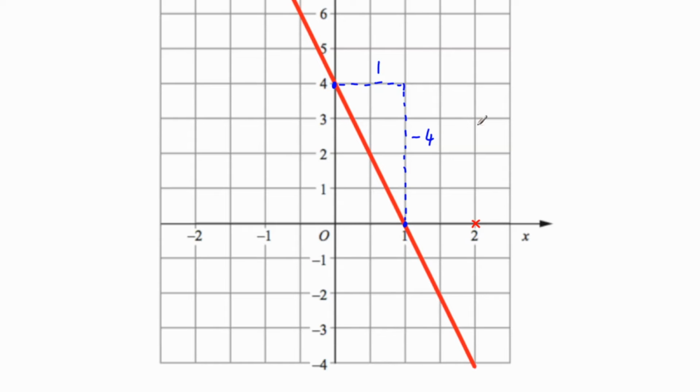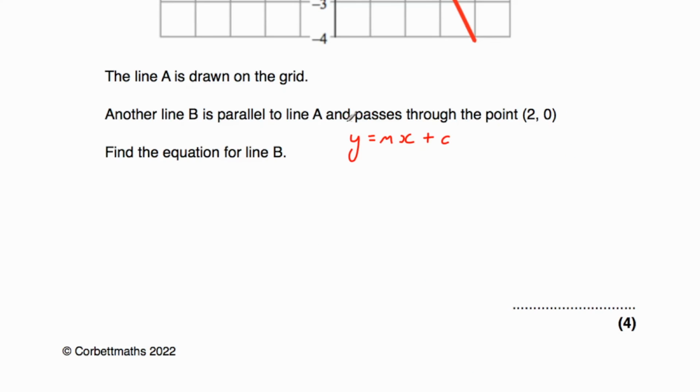We're going down 4. So our gradient m is equal to the rise, that's going to be negative 4, divided by the run, that's 1, and negative 4 divided by 1 is negative 4, minus 4. So our gradient is minus 4. The gradient of this line is minus 4. So if we go down to our equation, we've got y equals mx plus c. So we now know our gradient, because it's parallel, it's going to be the same gradient of minus 4. So we've got y equals minus 4x plus c. Now we want to find this plus c, where our parallel line crosses the y-axis.